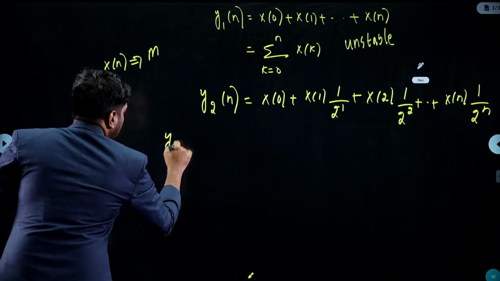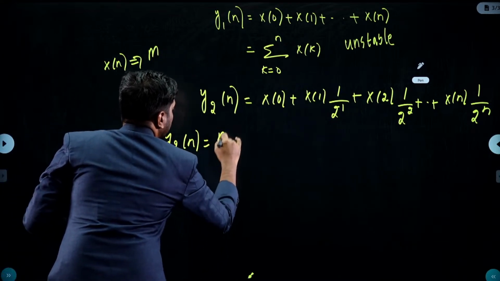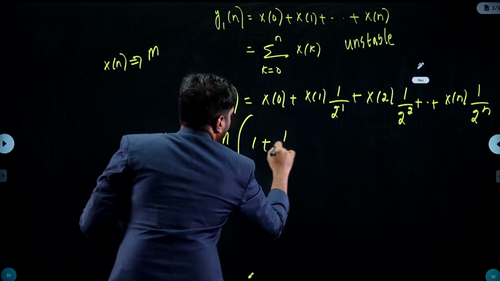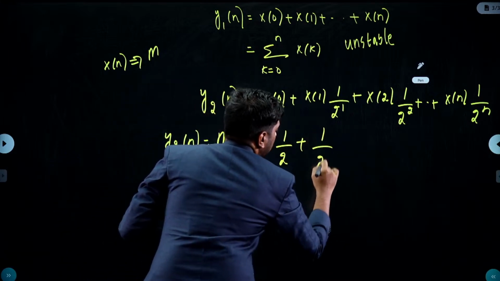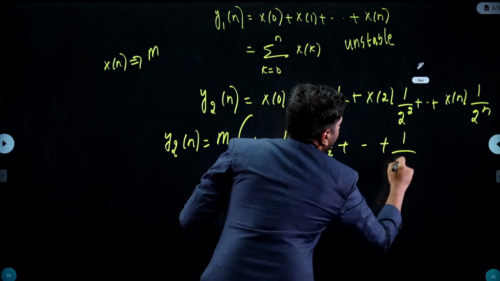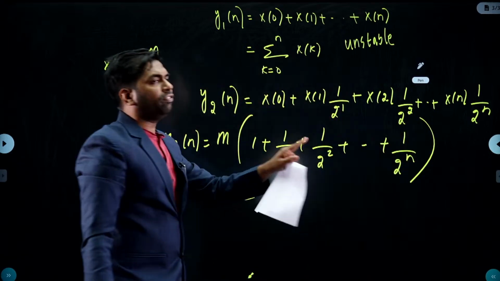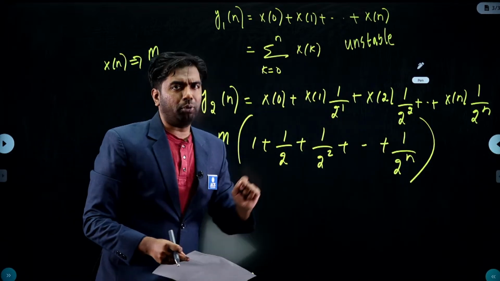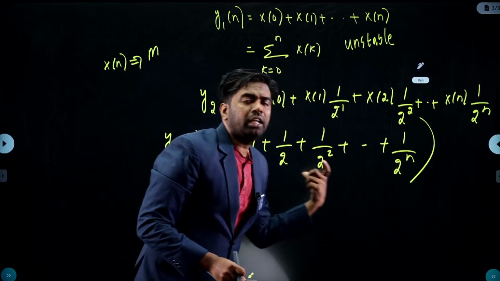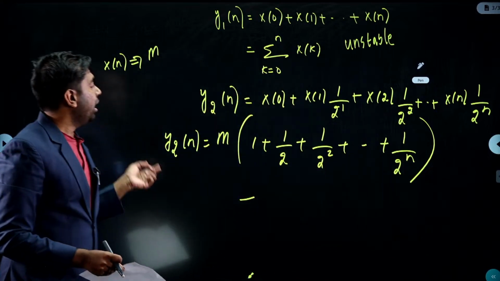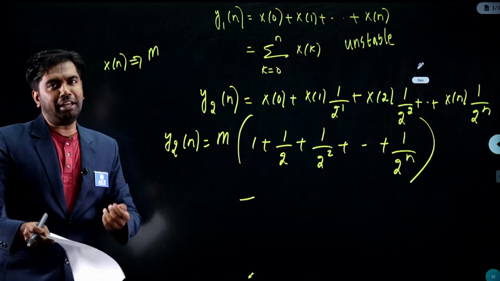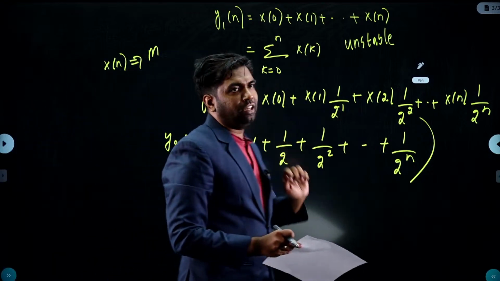Now you can rewrite y2 of n as, since m is common, what is left is 1 plus 1 by 2 power 1 plus 1 by 2 power 2 plus so on plus 1 by 2 power n. Clearly this is sum of terms in geometric progression. Even if n tends to infinity, this quantity is a finite number, hence the overall output is a finite number, meaning by this is a stable system.